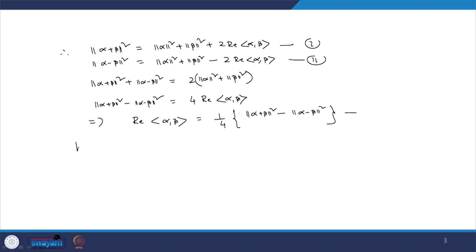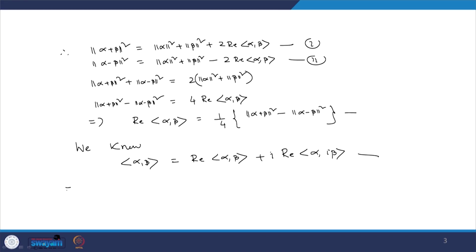We also know the inner product of alpha beta is equal to the real part of the inner product of alpha beta plus i times the real part of the inner product of alpha and i beta, because i times the imaginary part of the inner product of alpha beta is basically equal to the real part of the inner product of alpha i beta. Okay, so we have it like this.